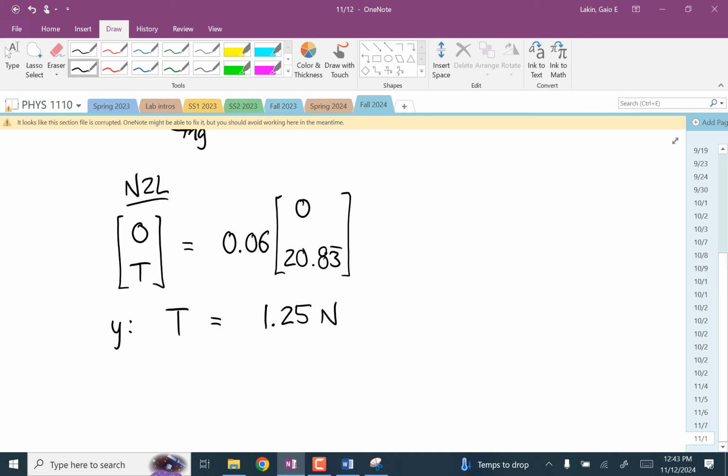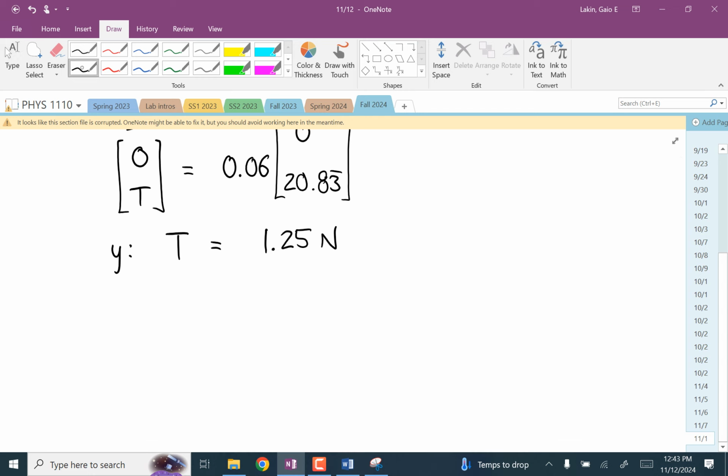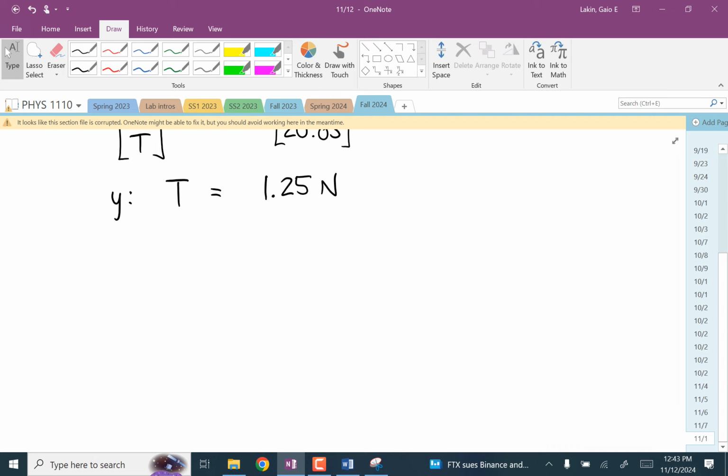All right, well, let's go to the next topic. So remember last time we talked about conservation of linear momentum. Now we're going to get into conservation of mechanical energy.